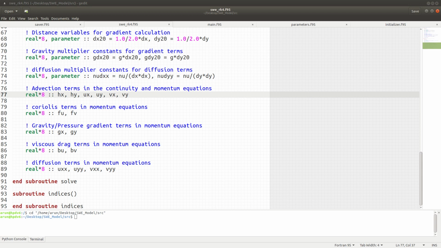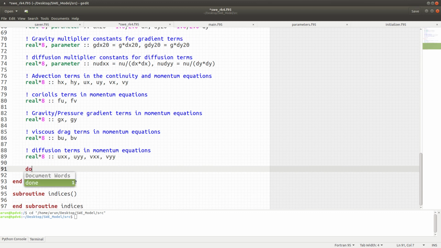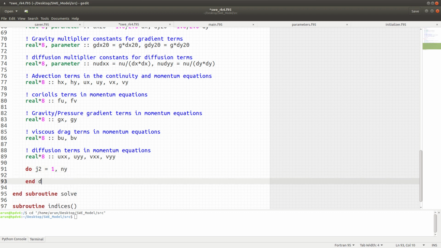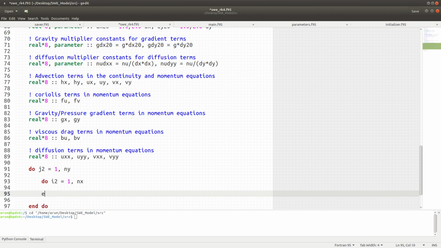Alright, so we need two loops first of all, and these constants I'll talk about as we go along. So first we need a j loop, a loop for the y-axis. j2 will be equal to 1 comma ny, and 2, and then we have another loop for the x-axis, so i2, 1 to nx, and 2.